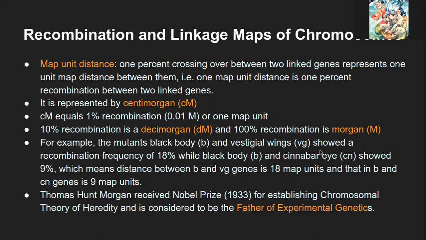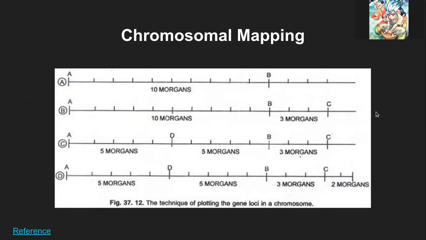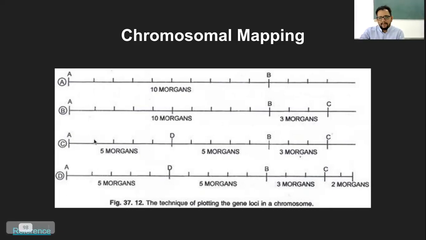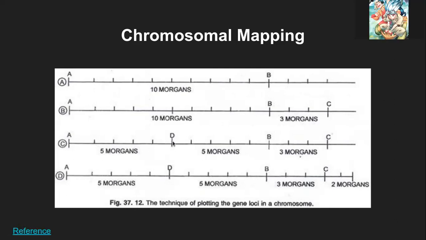Even if you see the diagrams, like B and C and D and B, they have the same chance of recombining, correct? In the second, third, and fourth figures, all three have an equal chance of recombining. Correct, because they are all on the same chromosome. They have just added one more gene.